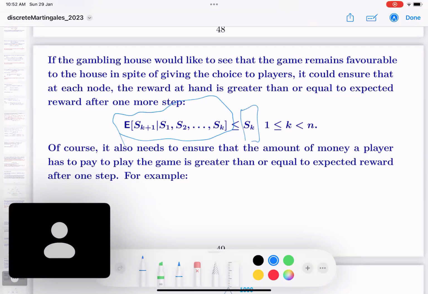You have reached the point where the sequence of events has been S1, S2, Sk, the sums. At time k, this is the reward at hand. If you play one more, the reward at hand is S(k+1), then they should ensure this. Of course, they have to ensure that the overall expected is less than whatever they have charged you to play. But once they do that, they can be assured that with any kind of strategic game, you are not going to tweak the house against the house.